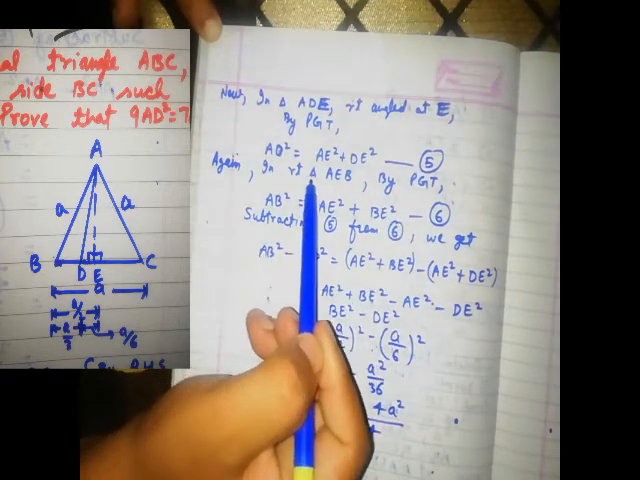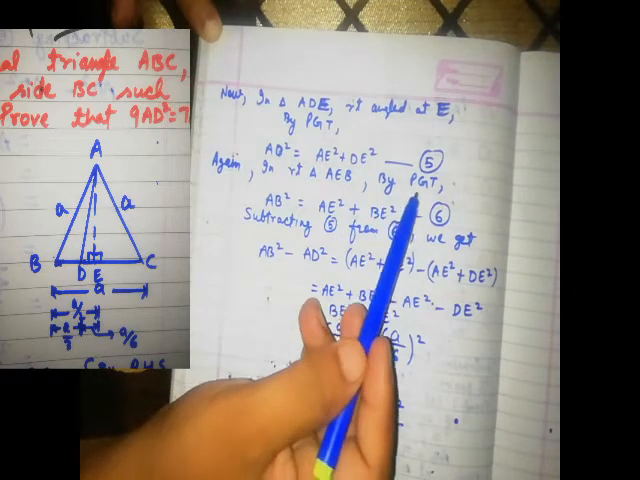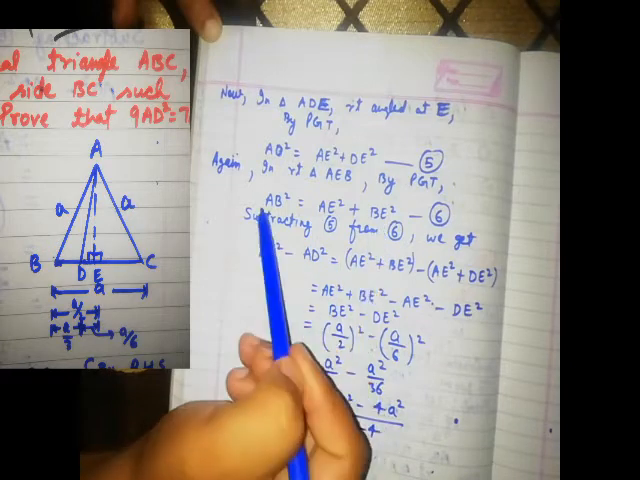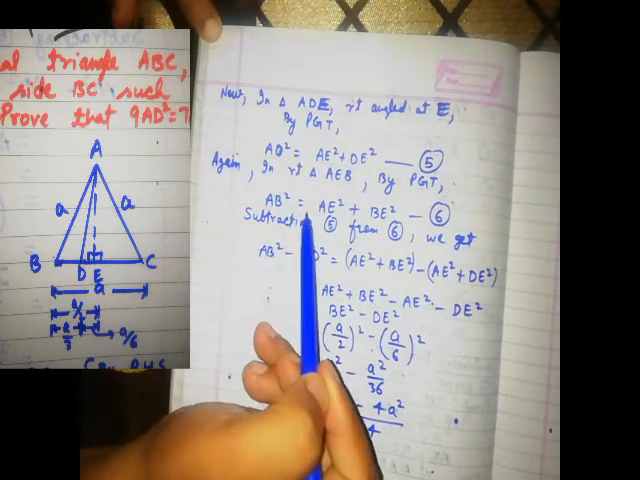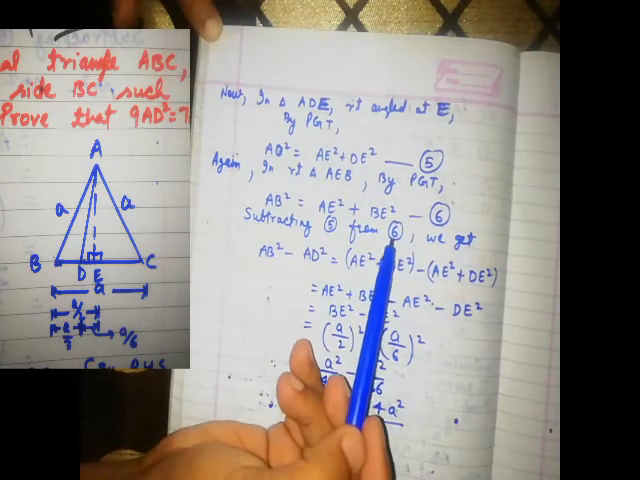Again we have to take a right triangle AEB. This is also a right triangle. Here by Pythagoras theorem we get AB square equal to AE square plus BE square, because AB is hypotenuse and AE is perpendicular and BE is base here.